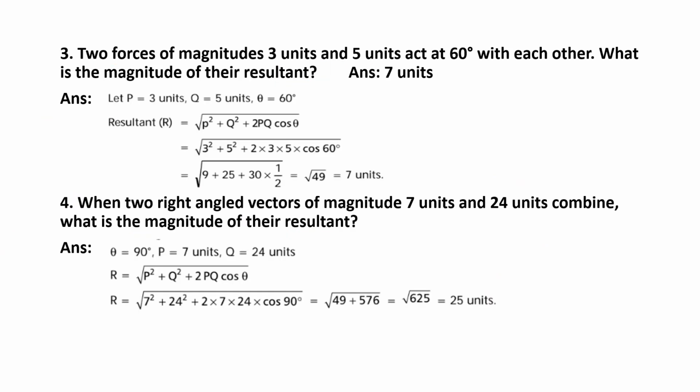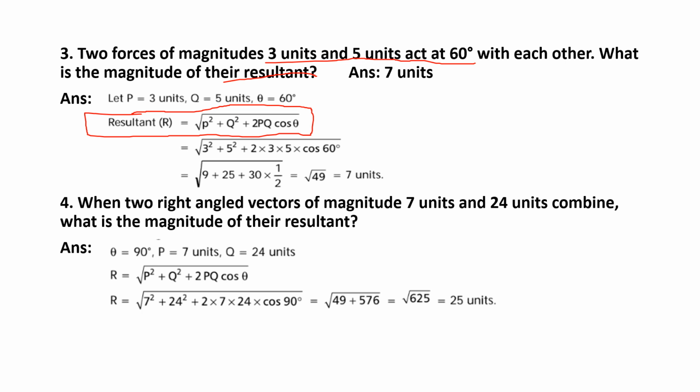Next, third question. Two forces of magnitude 3 units and 5 units act at 60 degrees with each other. What is the magnitude of the resultant? The resultant is nothing but R. This is the formula that you need to remember to answer this question. The resultant R is equal to root of P square plus Q square plus 2PQ cos theta.